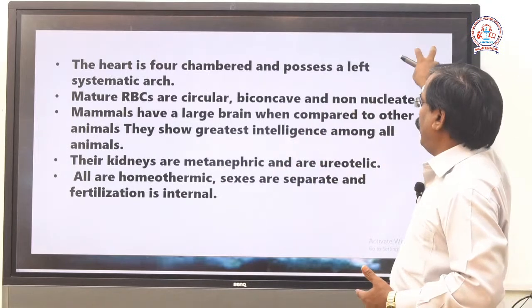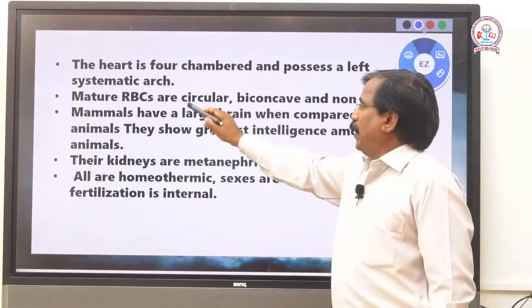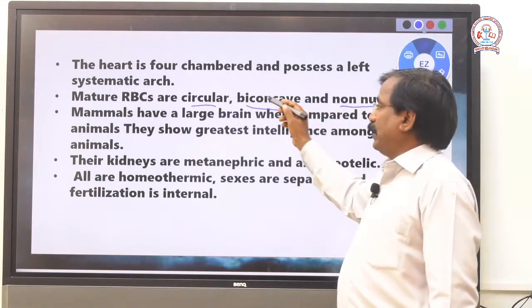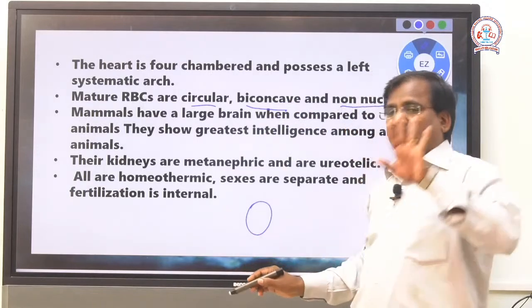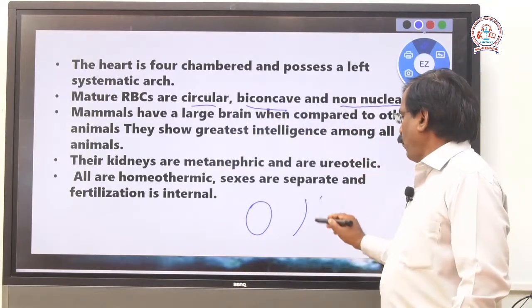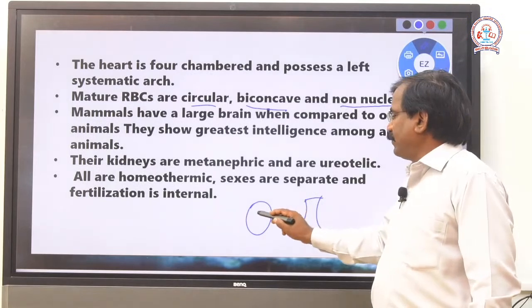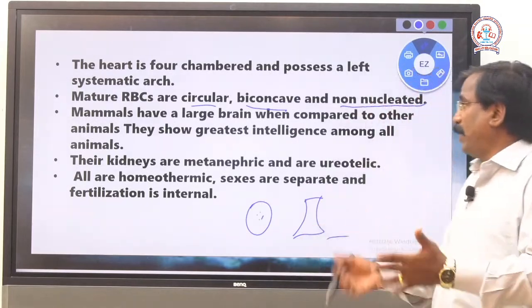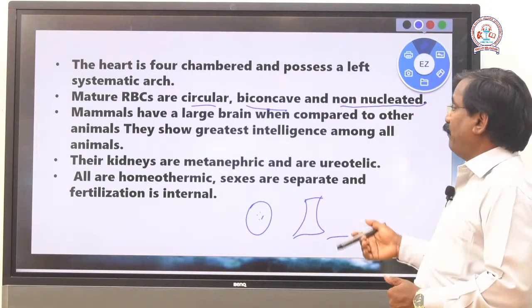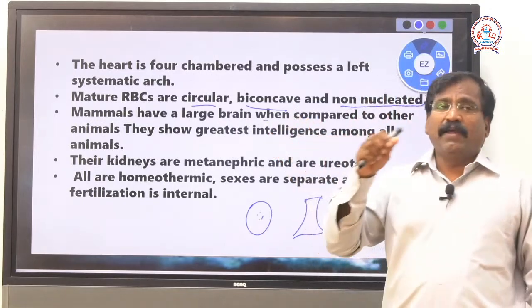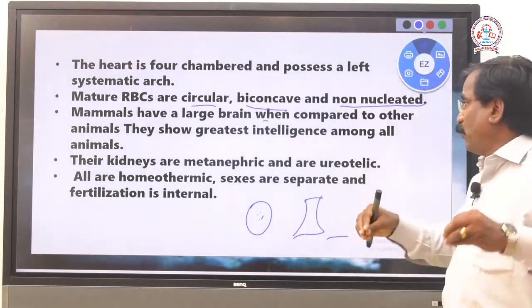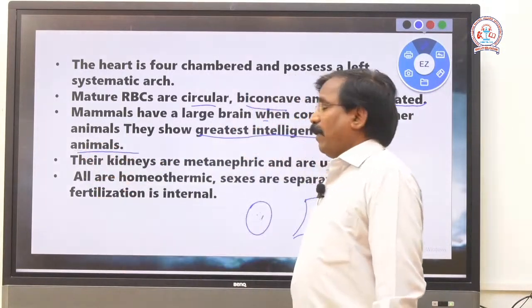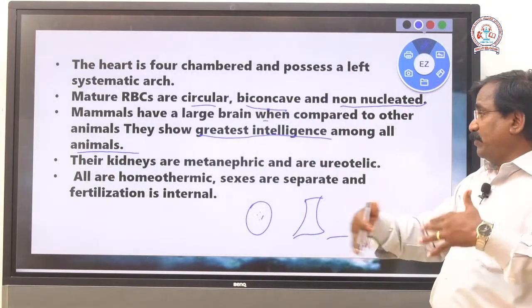RBCs are circular, biconcave, non-nucleated, no nucleus. Seen like this, it is biconcave. When it is young, it possesses a nucleus; when it becomes adult, it is non-nucleated. Brain is well developed. Brain and spinal cord, greatest intelligence among all animals. Highly intelligent because the nervous system is well developed.